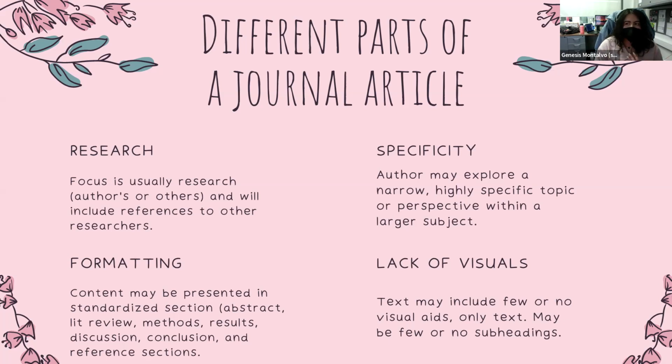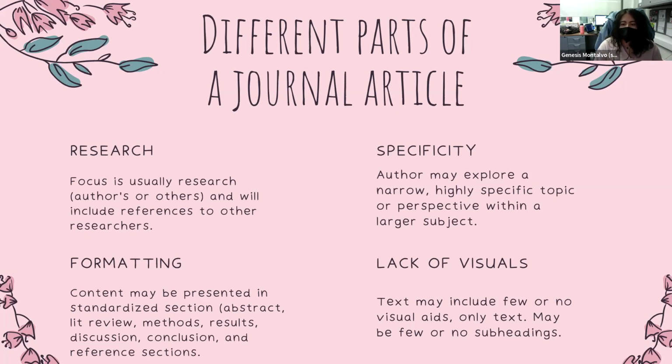Formatting. So certain content may be presented in a very specific way. So depending on the subject that you're studying, whether it's humanities, the STEM sciences, sociology, etc., the way it's formatted on the page is also going to play a role with how you read and find information throughout the journal article. And then lastly, there might be a lack of visuals. So certain journal articles may only include some visual aids, or they may not include any at all.